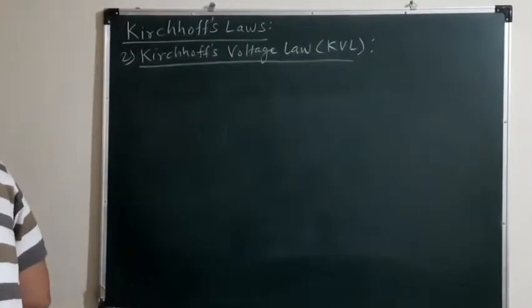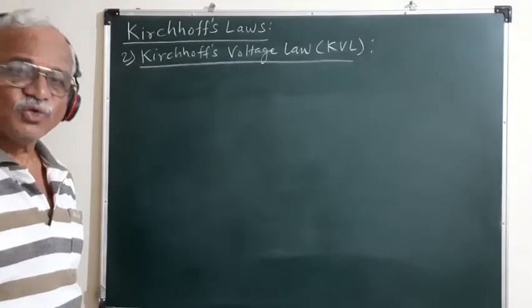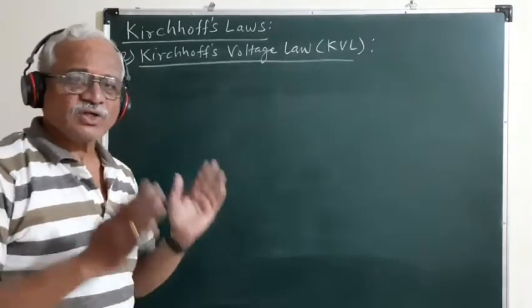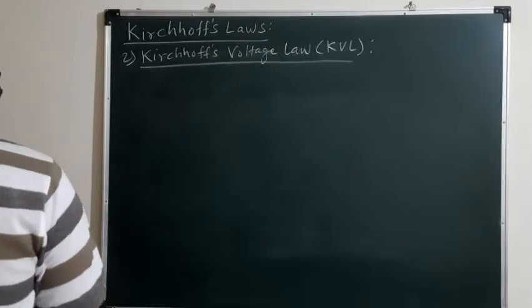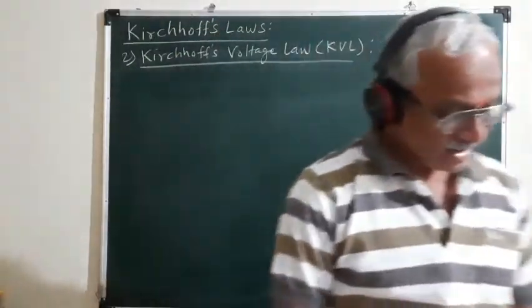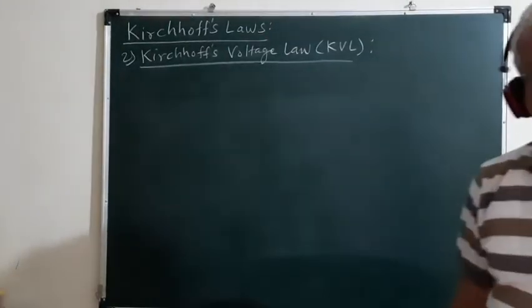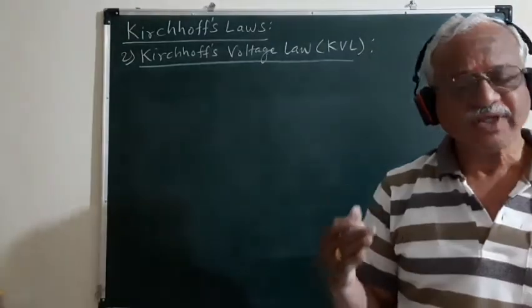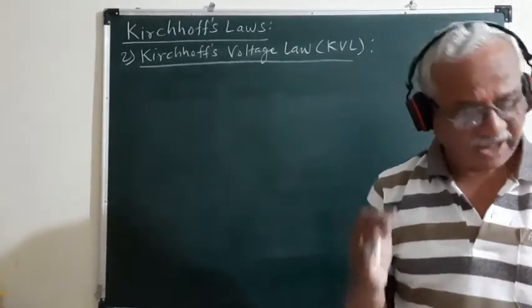This Kirchhoff's voltage law is to be applied to a closed loop. The Kirchhoff's voltage law is applied to a closed loop in the given network. How does it state? Let us see. This Kirchhoff's voltage law states that the algebraic sum of the voltages around any closed loop or any closed path or any closed mesh of a given circuit is equal to 0.